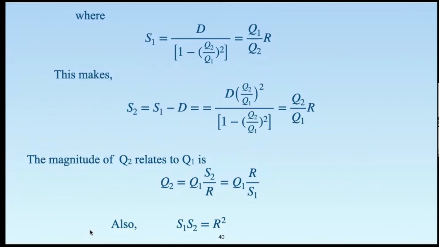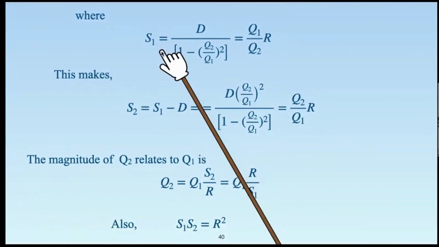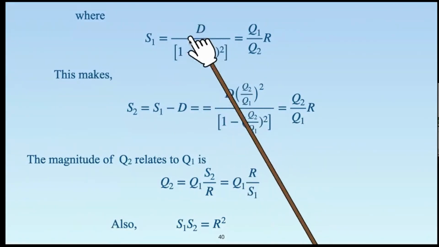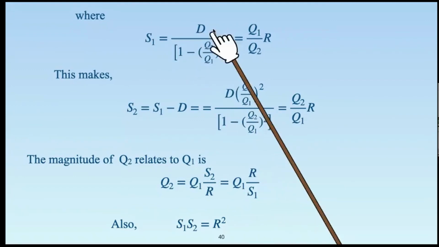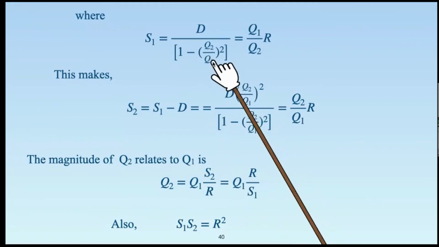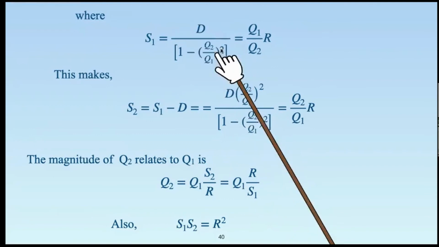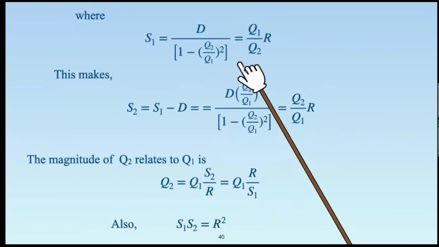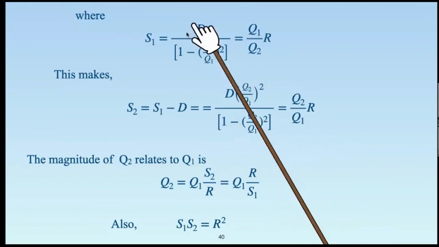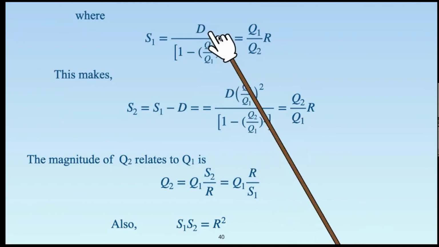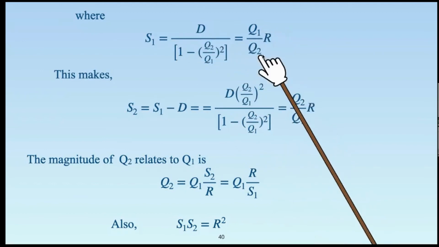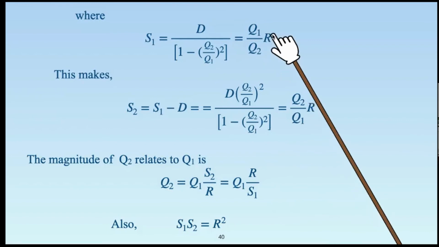So please note that S1, as I told you, is the term d upon 1 minus (q2 by q1) square. This is the value of S1. This is the location, the x coordinate of the center of the zero potential surface. And if we try to simplify this by substituting in terms of d, it will come out to be q1 upon q2 times r.